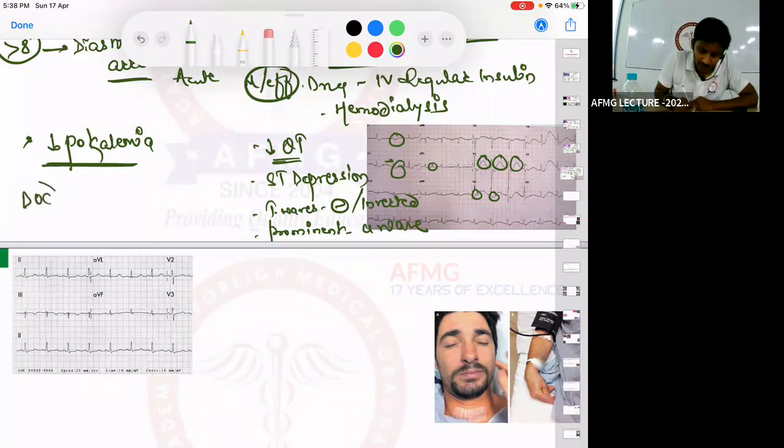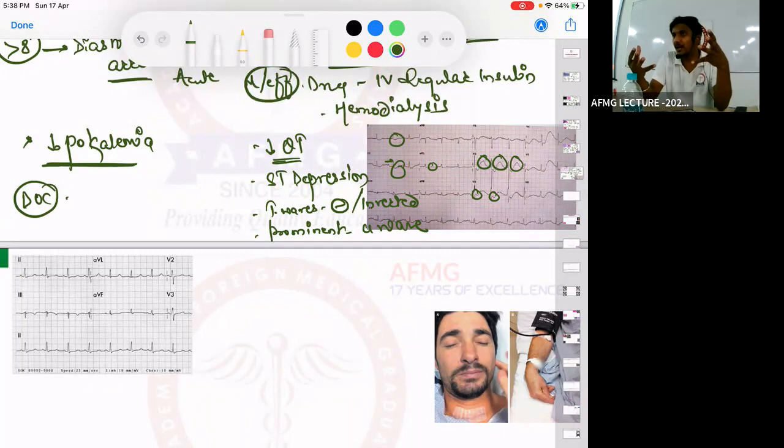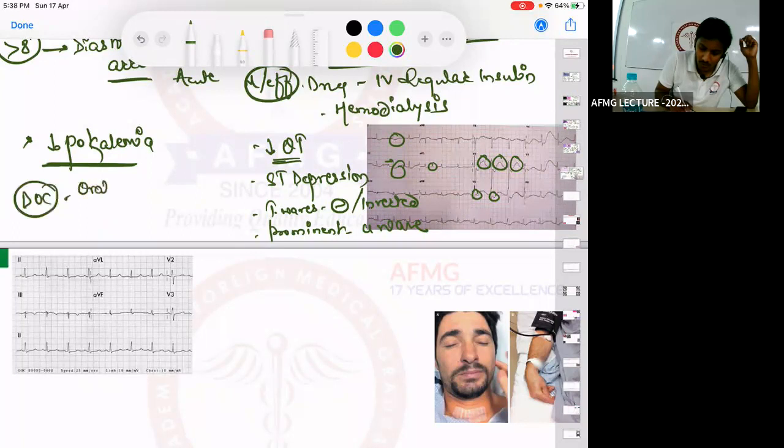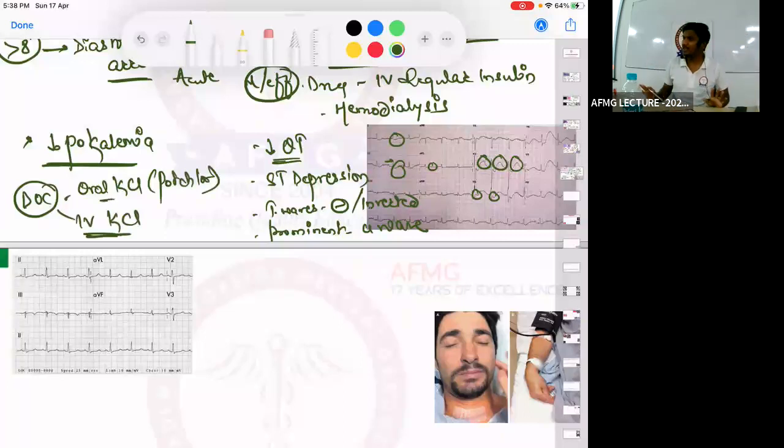So therefore, the drug of choice would be potassium chloride. Please remember, if the patient has mild hypokalemia and can take the drug orally, then it will be oral potassium chloride. Otherwise, it is intravenous potassium chloride. So the drug of choice remains the same, potassium chloride. Only if it is mild, it is oral. If the patient has moderate or severe hypokalemia, then it would be intravenous.